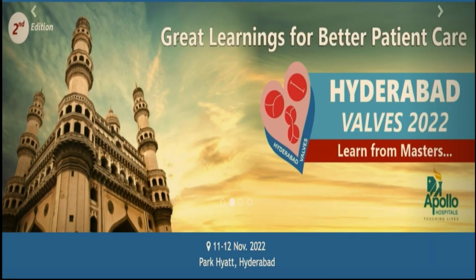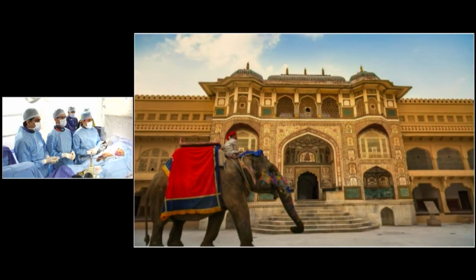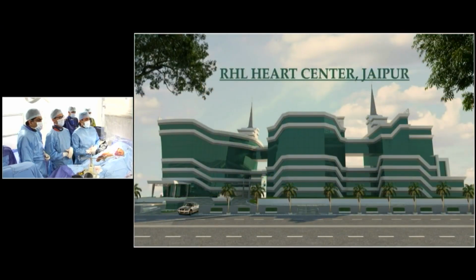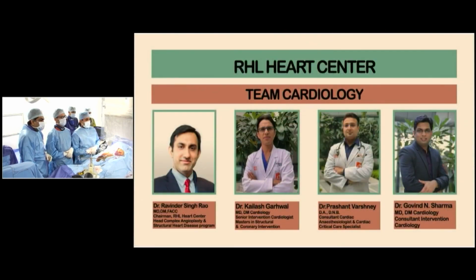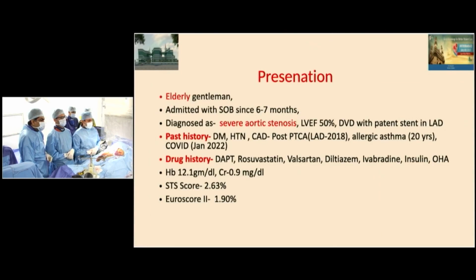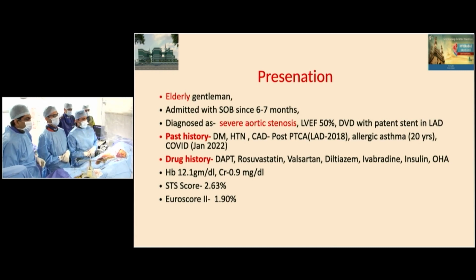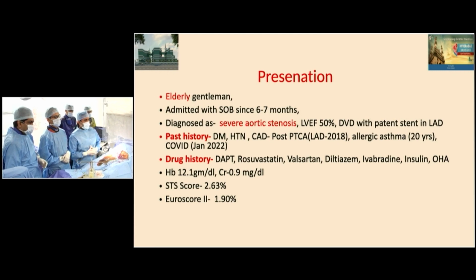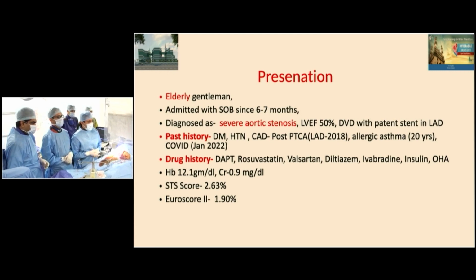Case, first slide, please. Next slide. That's our team. So here's an elderly gentleman admitted with shortness of breath since 6 to 7 months, diagnosed as severe aortic stenosis, LV of 50%, double vessel disease with patent stent in LAD, past history of diabetes, hypertension, PCI to LAD in 2018, allergic asthma for 20 years, had a COVID in Jan 2022.